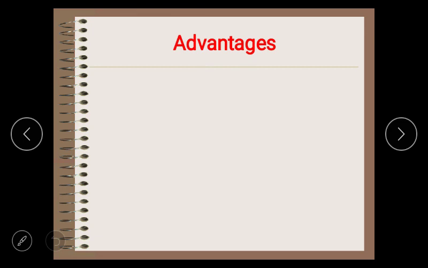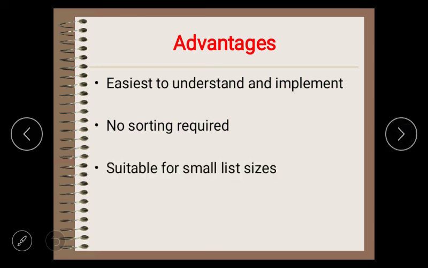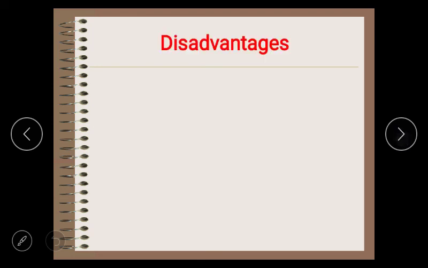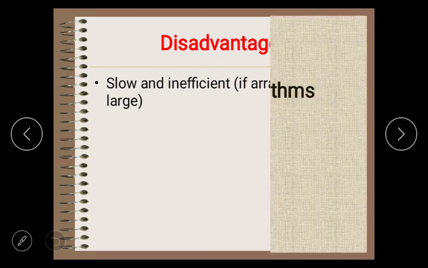So let's move on to the advantages. This linear search is very easy both for understanding and also for implementation. No sorting is required while we are searching for the element. The third advantage is it will be suitable for small sizes only. What is the disadvantage? It is very slow and inefficient if the array is very large. So that is the disadvantage of this linear search.